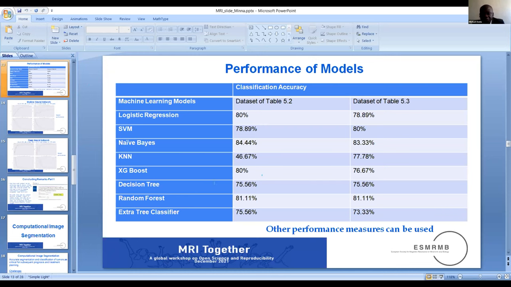Now, for decision tree and extra tree classifiers, the accuracy is not as high as we expected. We were expecting something close to 90%, all right? We got about 75.56%. So we tried to see, can we use deep learning to get improved results?